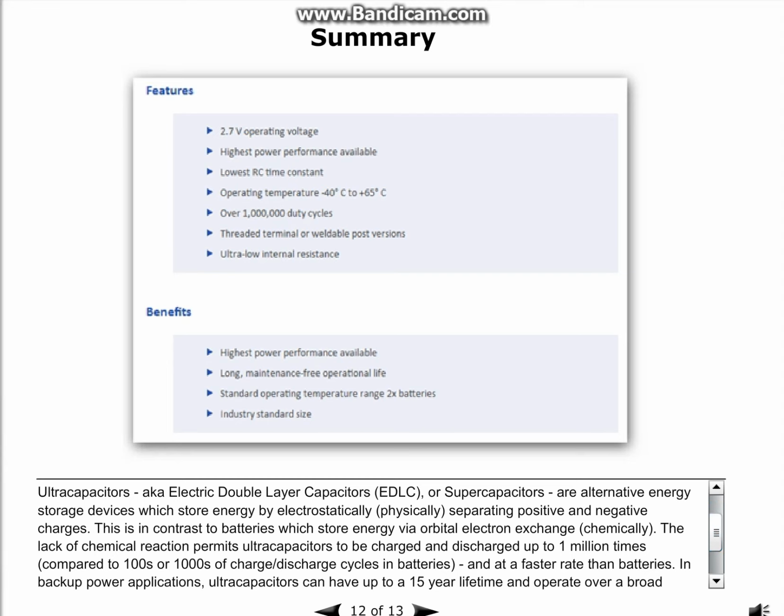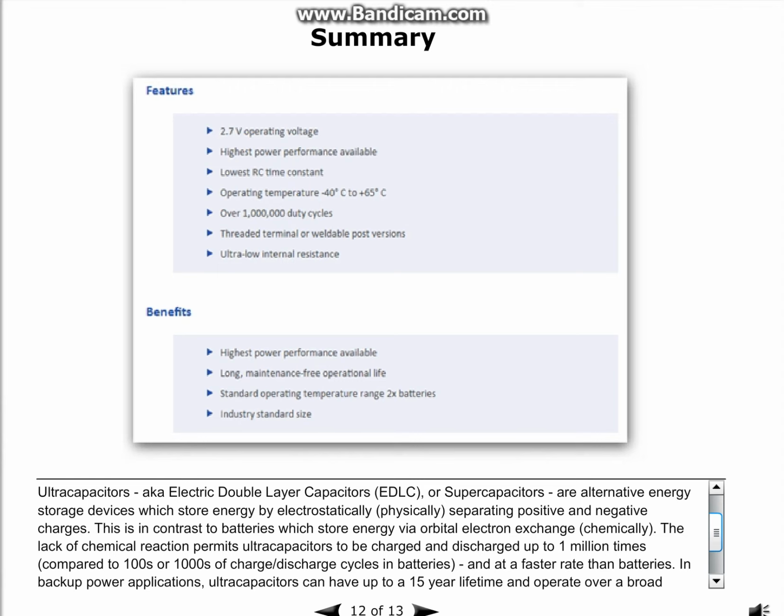In summary, Maxwell's K2 cells' key features are over 1 million charge-discharge cycles, greater than 95% efficiency, 10-year-plus life capability, operating temperature -40 degrees to 65 degrees Celsius, and UL, RoHS, and REACH compliance. Some of the key benefits include cost-effective hybrid system design, power design for life of the application, high reliability in mission-critical applications, long life, backup power energy source, and green technology.